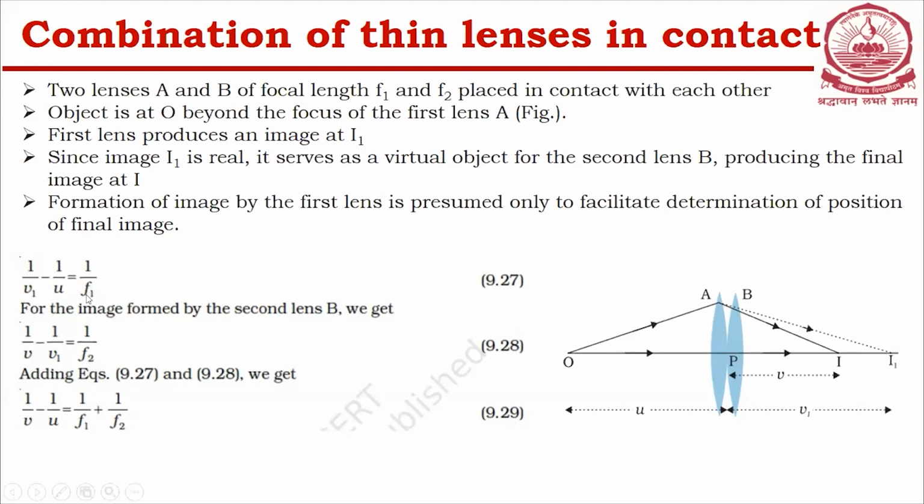This first one is the image formed by the first lens and the image formed by the second lens, A and B. So there are 2 lenses, and the image formed by the first lens will be the object for the second lens, and the image formed by the second lens will be the final image. You can see that the first lens is forming an image at I dash, and this I dash will be the object for the second lens B, and then the second lens will form the image at the point I. So this concept will be useful for optical instruments.